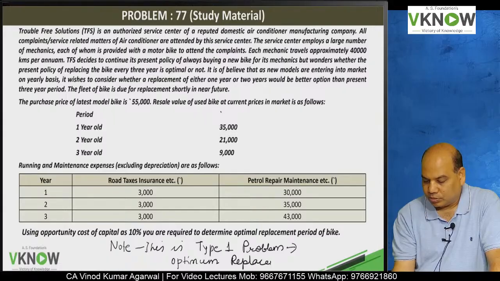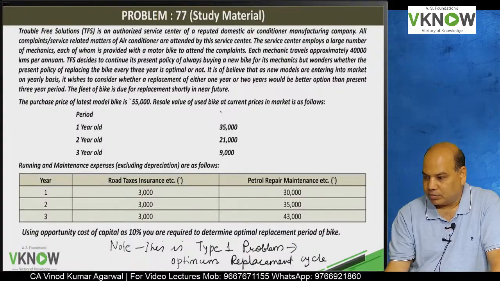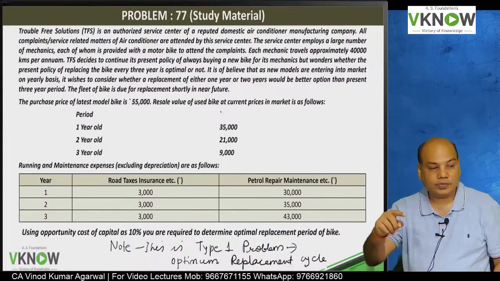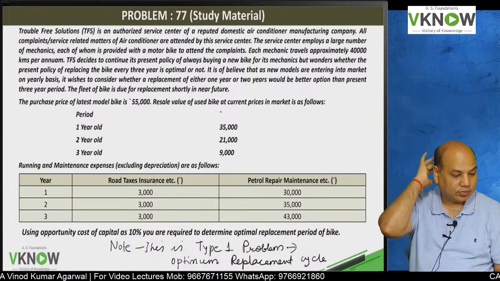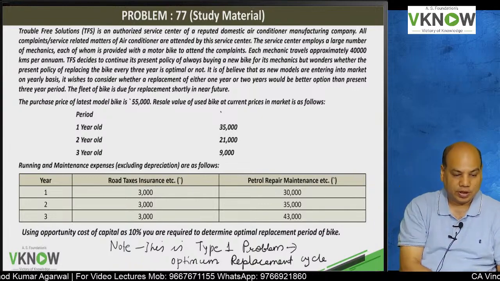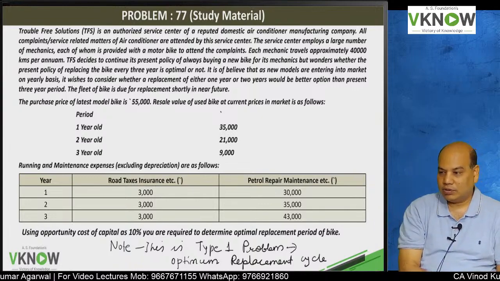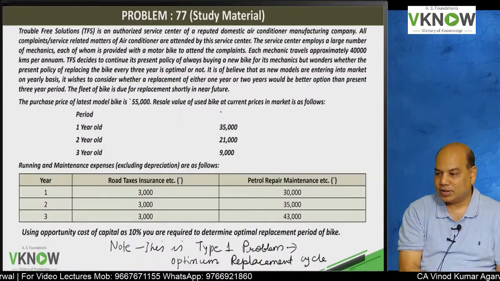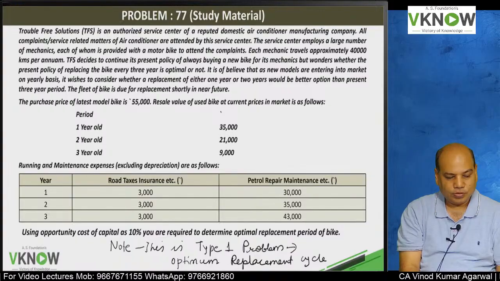And type 2 problem is finding the optimum replacement date of the existing machine. On that we have taken 3 problems today, and this is the third problem on optimum replacement cycle. So what do you want?